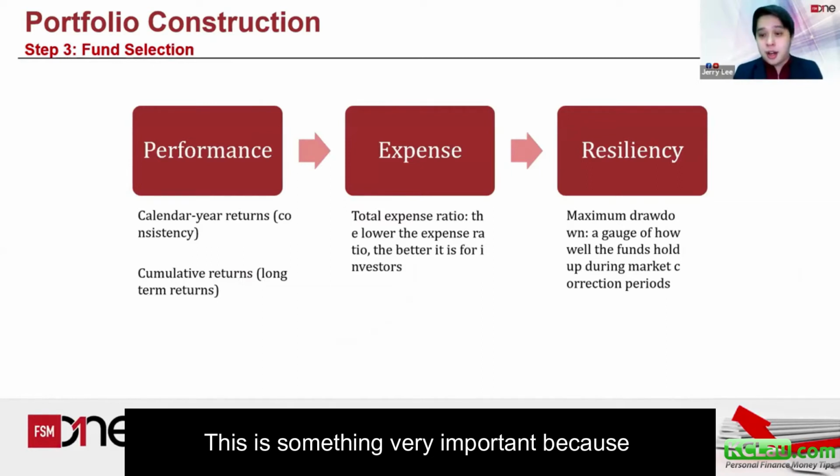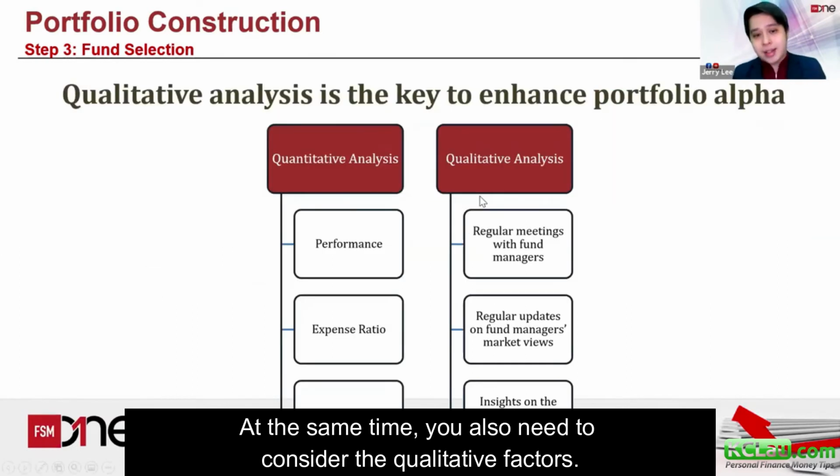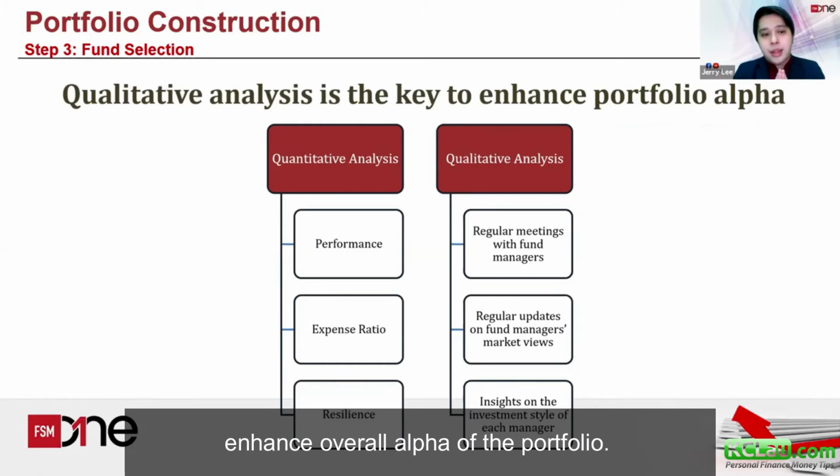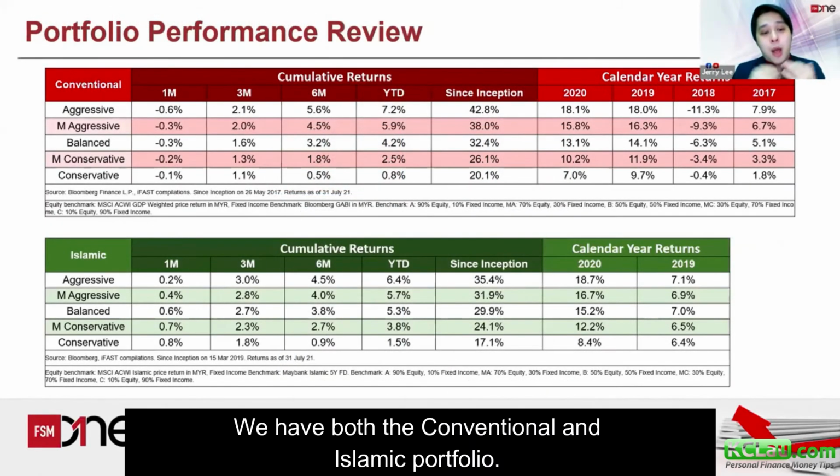Third step, which is the right fund to invest. This is something very important because we don't just look at quantitative factors. At the same time, you also need to consider the qualitative factors, so we think that these qualitative factors are actually the main factors that are going to enhance the overall alpha of the portfolio. We have the conventional portfolio and we also have the Islamic portfolio.